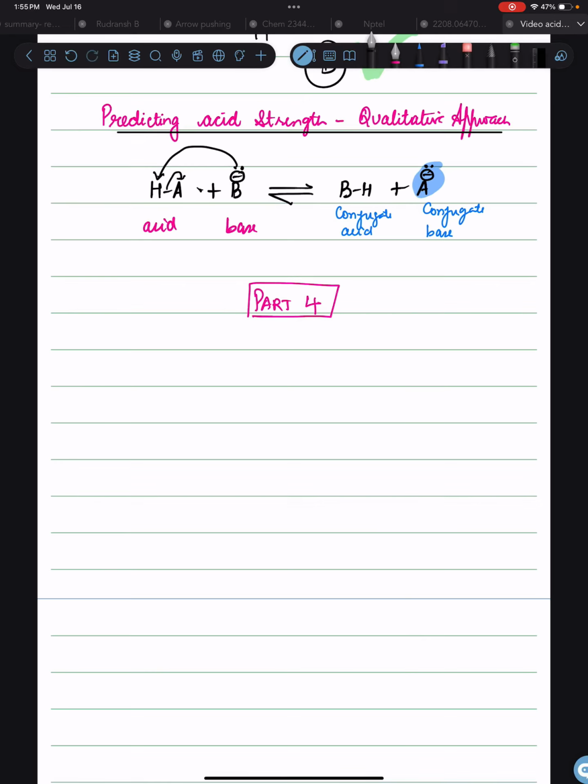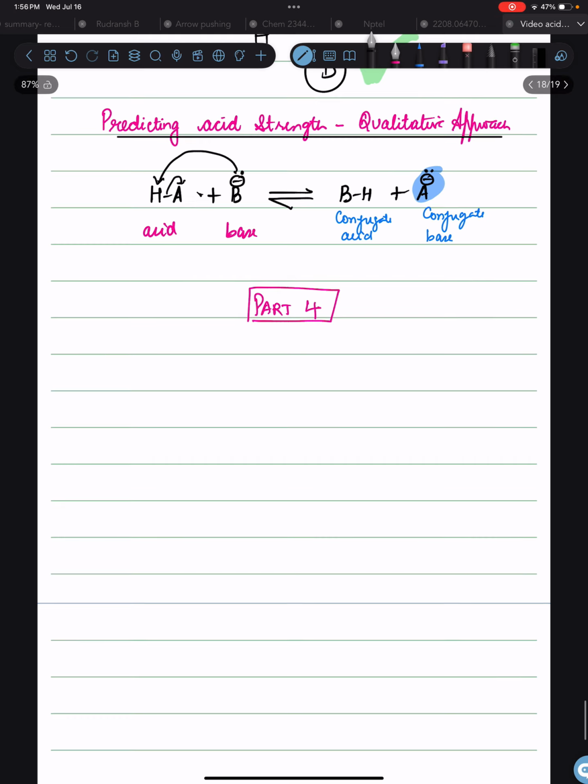This is the fourth video in the series to predict the relative acidic strength of two or more acids based on the stability of their conjugate base. Now, to predict the stability of the conjugate base, we discussed various factors. In the first video, we discussed electronegativity. Second, we discussed resonance. Third, we discussed inductive effect. And the fourth, I'm going to reveal that. But let's pose a problem and see how it develops.